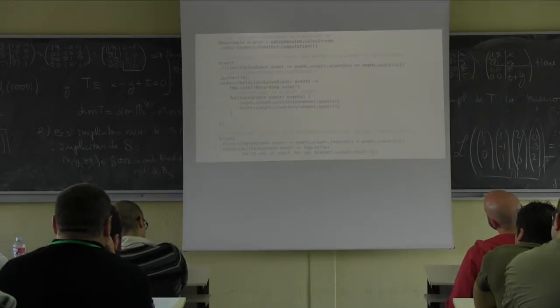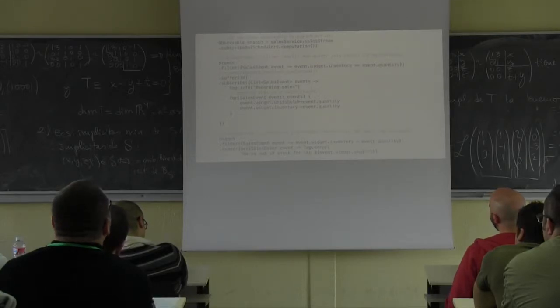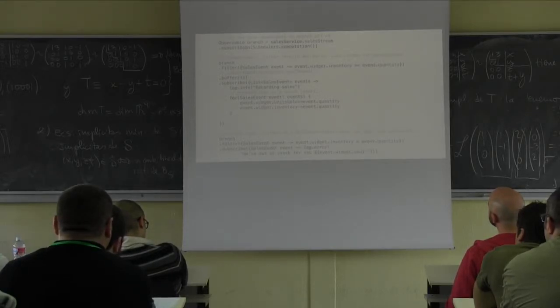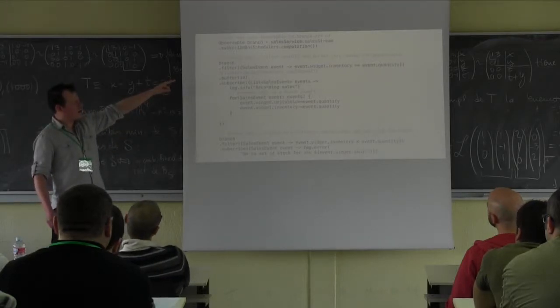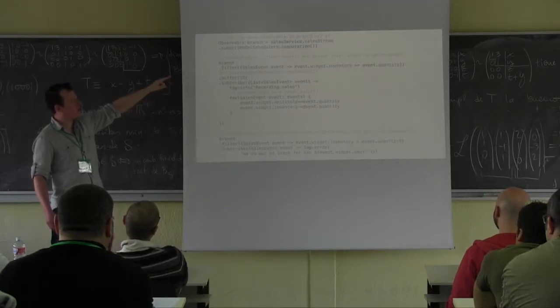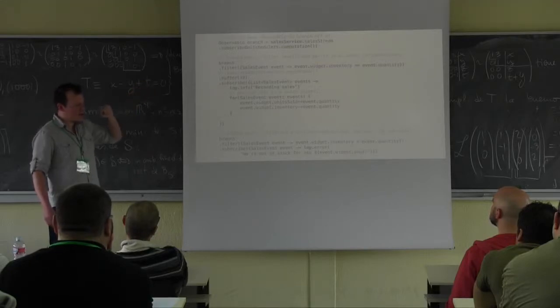Let's see if I can. For those of you in the back, this may be hard to see. So this is an example of a composable stream. At the very top there, I have this particular service, the sales stream value. I'm assigning it to a variable called an observable.